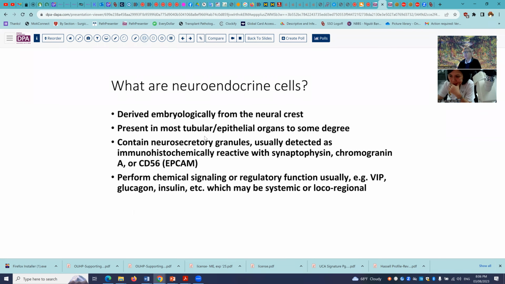And these cells contain neurosecretory granules that are usually detectable by immunohistochemistry. It's also interesting to think about their function. So some of them have a very local signaling or regulatory function in their local region, while others have a systemic impact, like insulin and glucagon and so forth. So it's a very multipotent local versus long-range capability that these cells have.